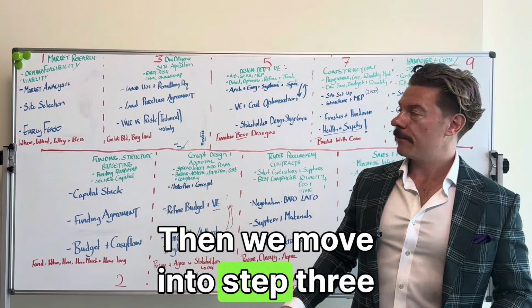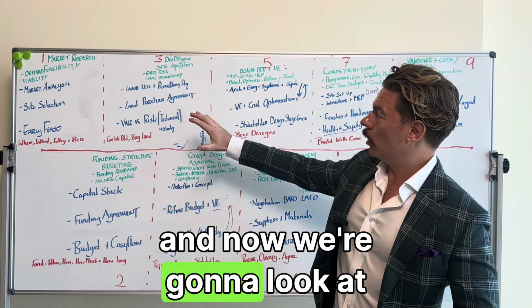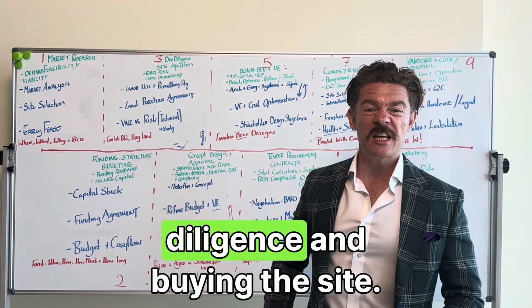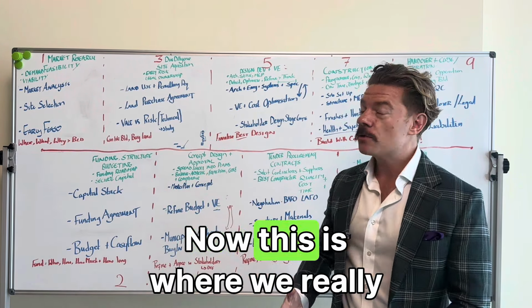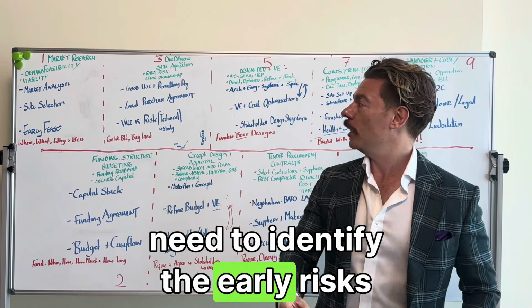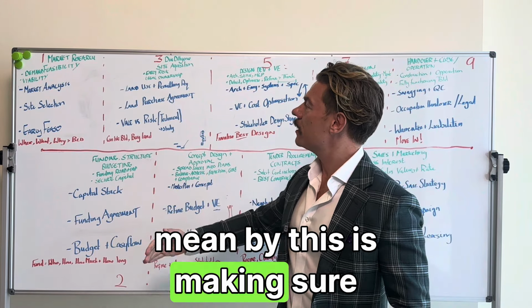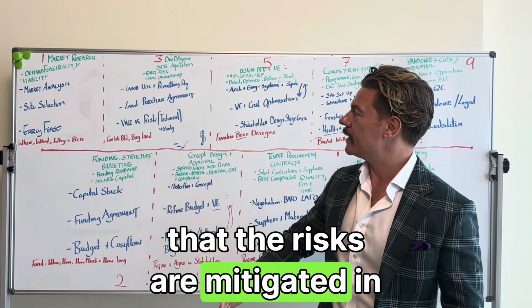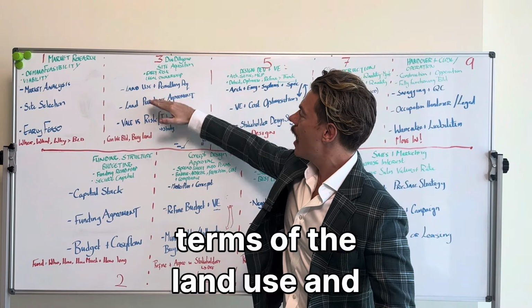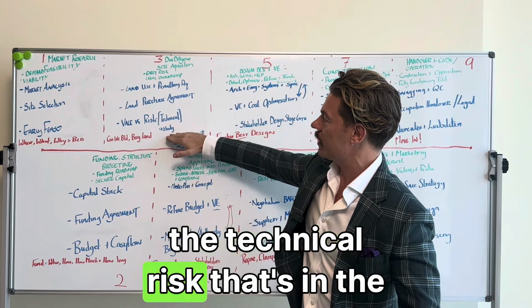Then we move into step 3. We've got the money, and now we're going to look at actually doing our due diligence and buying the site. Now, this is where we really need to identify the early risks and then take legal ownership. What we mean by this is making sure that the risks are mitigated in terms of the land use and the technical risk that's in the ground.